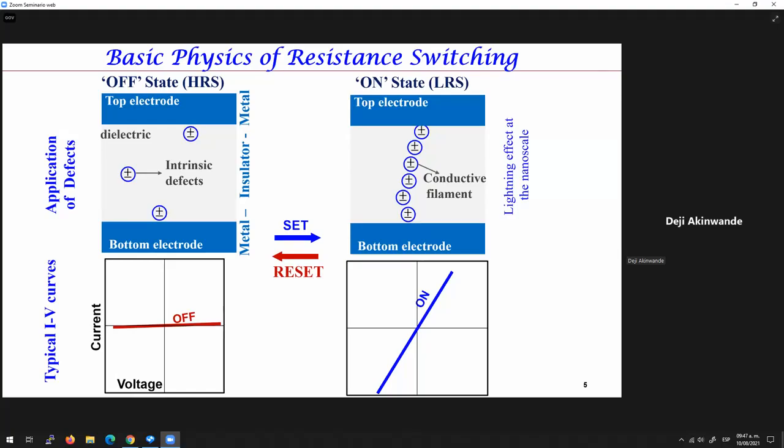And the wonderful thing about this is you can cycle this set and reset many times. In some of the most advanced materials, you can cycle this billions of times.